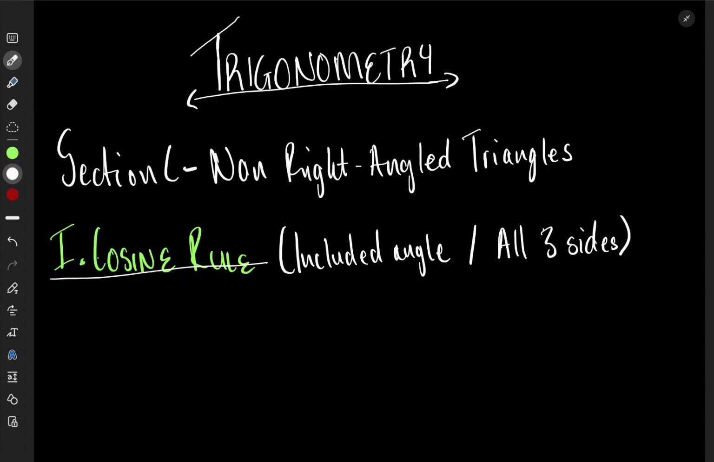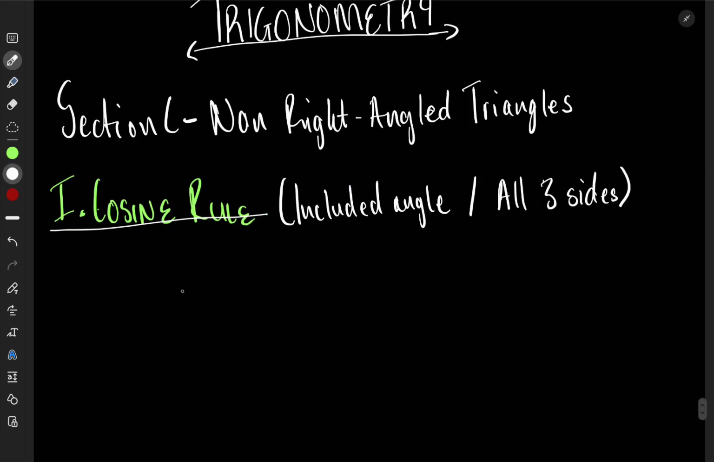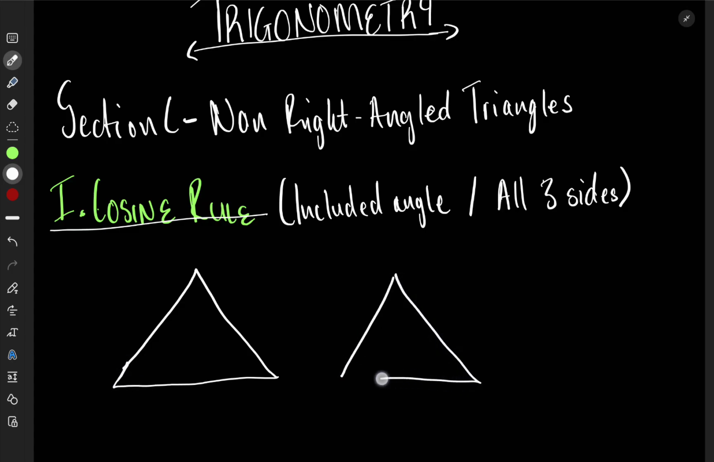So you have a triangle with no right angle, and either it will give you an included angle, which is something I'm about to show you right now, or you get all three sides. Then you're going to use the cosine rule, and I'm going to show you how to use it. So let's first see two examples of a question that you can see. These triangles have no right angle.